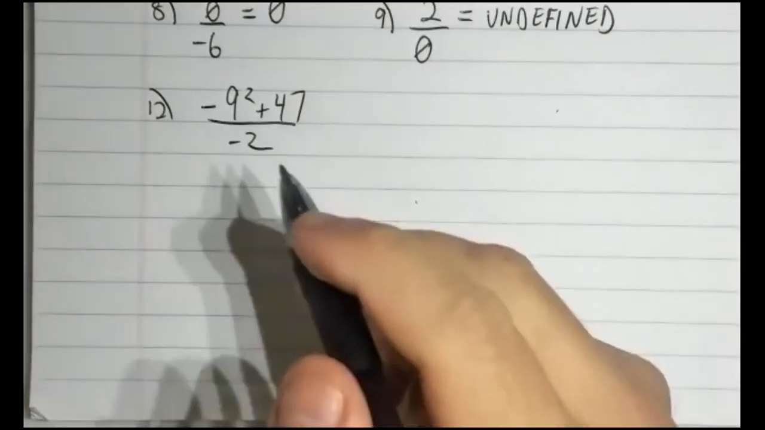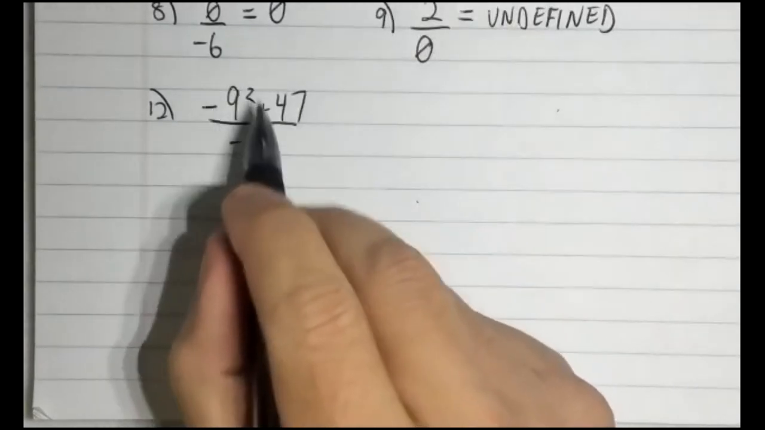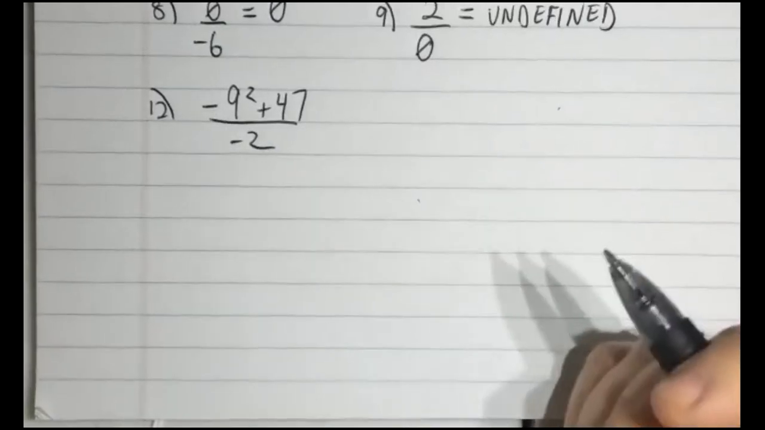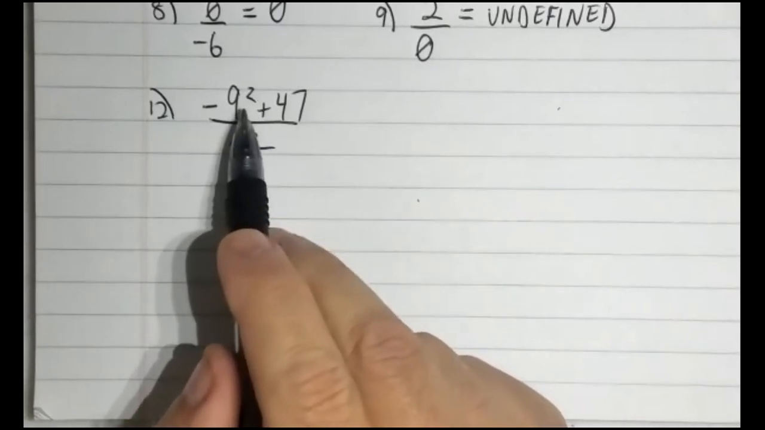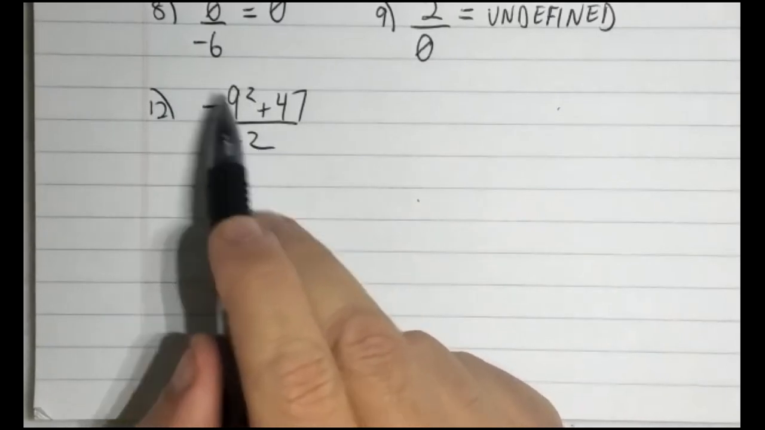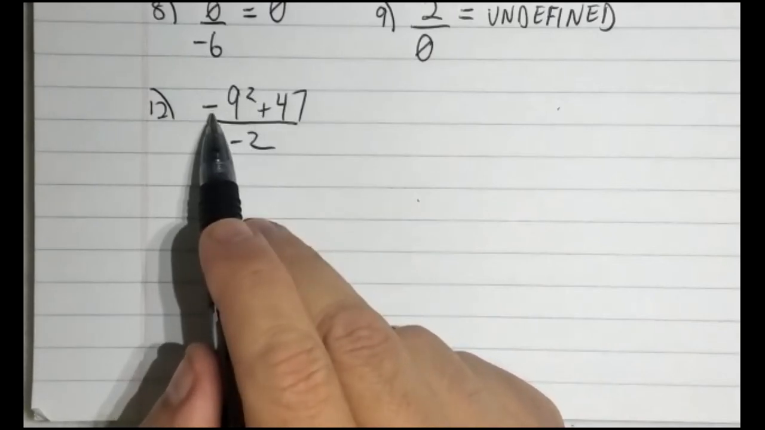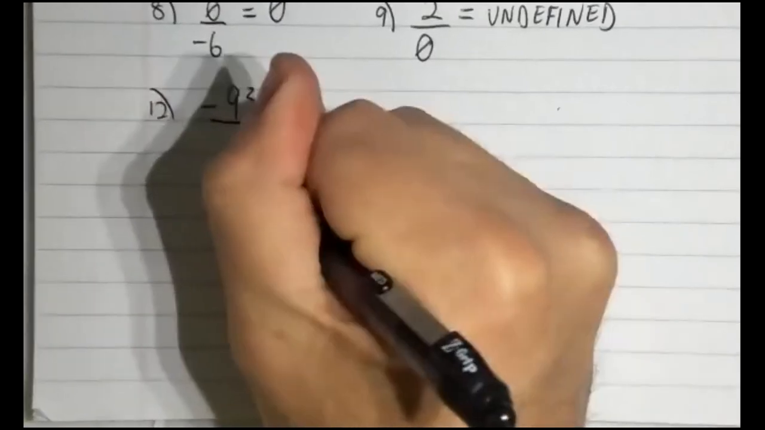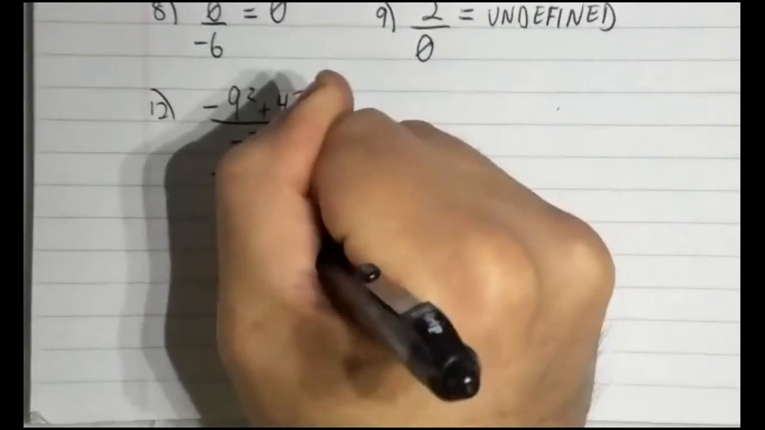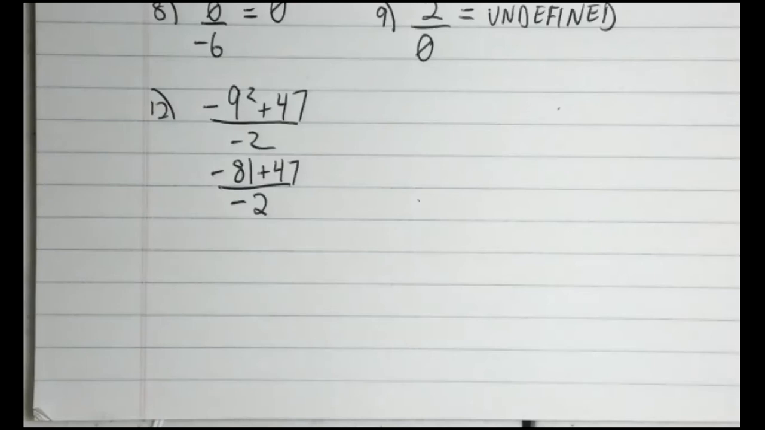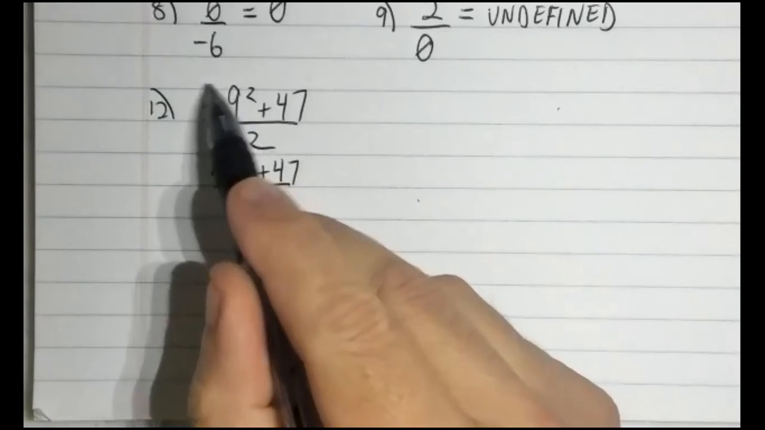All right, so number 12. It's actually similar to the example I gave you. What you notice about this, again, this is an order of operations problem. We don't have parentheses, so we're going right to the exponent, and we see the exponent right here. But again, the parentheses are not around the negative sign. So we're going to do 9 squared first, which is 9 times 9, and then we're going to make it negative. So this is going to give me a negative 81 plus 47 divided by negative 2. Okay, we get a negative value here because we don't have a parentheses here.